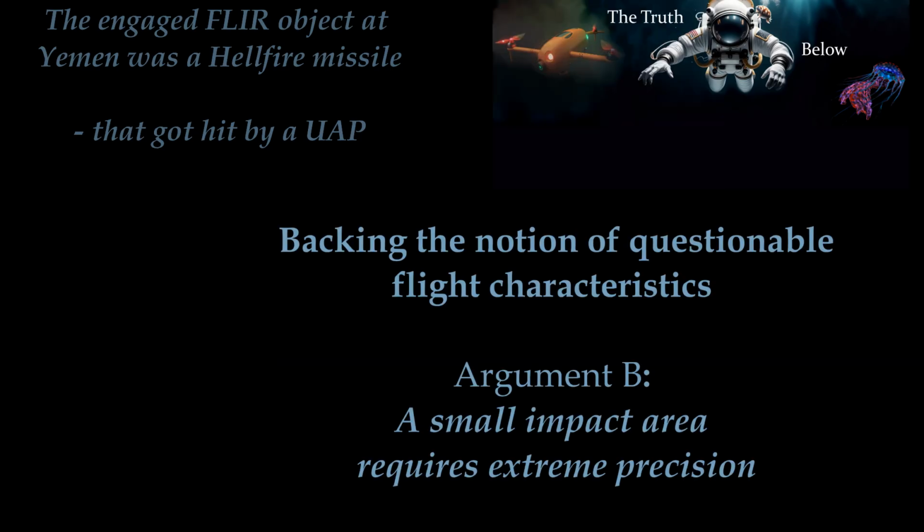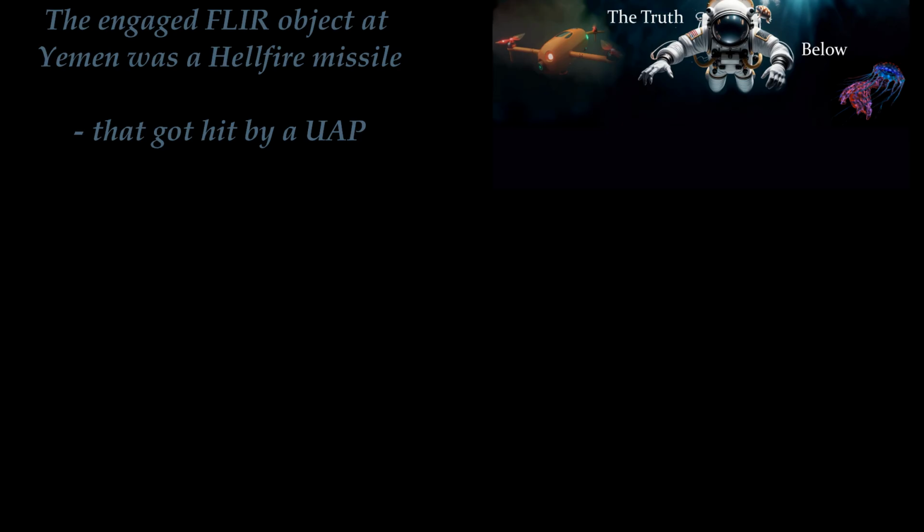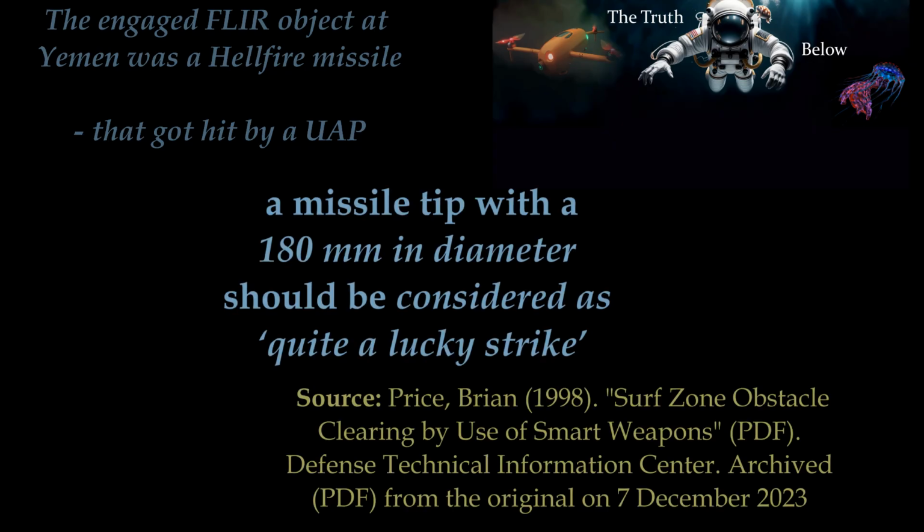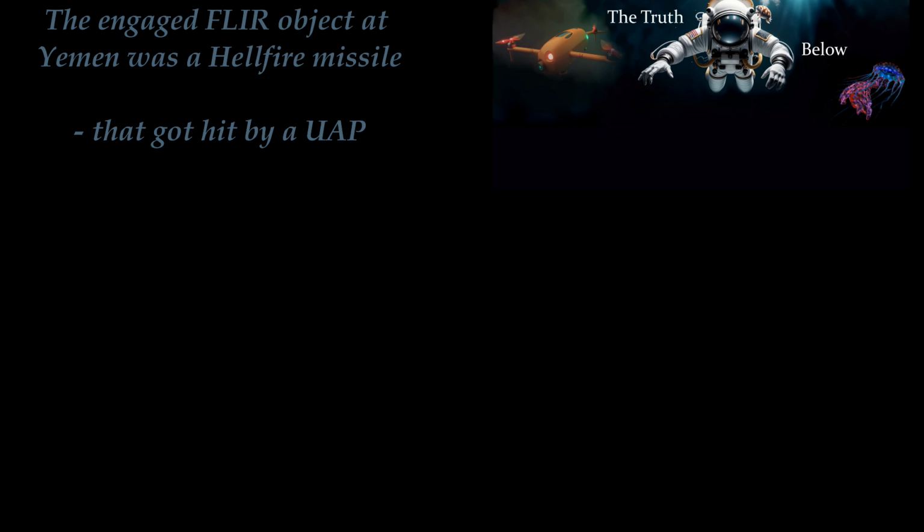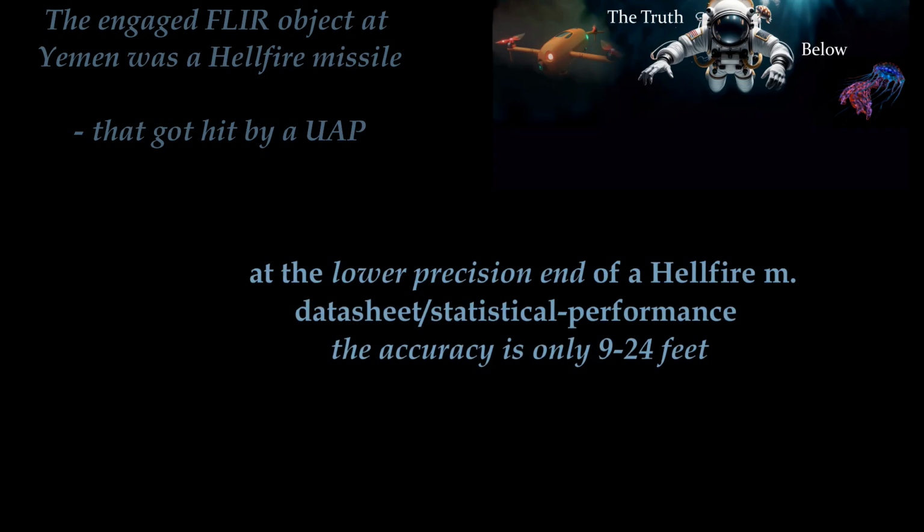Next in line, we are looking upon the issue that a small impact area requires extreme precision. In case the incoming and attacking object is hitting within 3 feet, which data claims as highest CEP accuracy, the notion of a missile tip with a 180 millimeters in diameter should be considered as quite a lucky strike. The argument of a lucky strike is backed by its lower accuracy, where the more imprecise hits possess an accuracy between 9 and 24 feet.